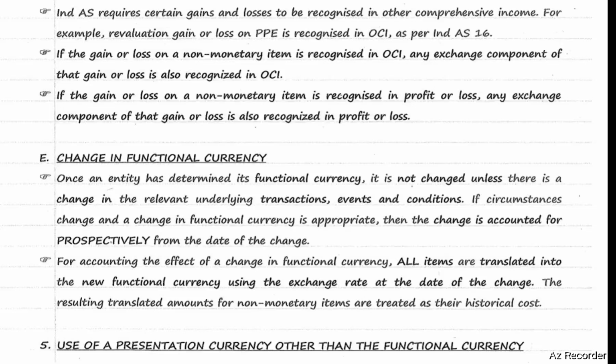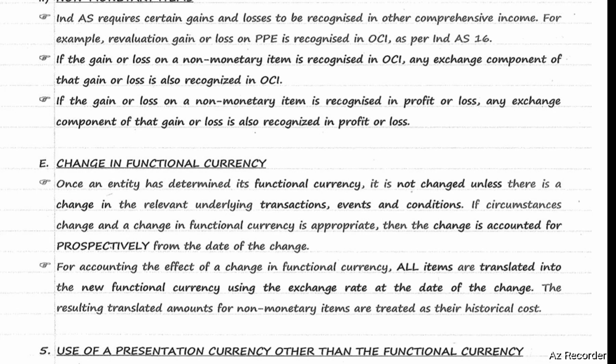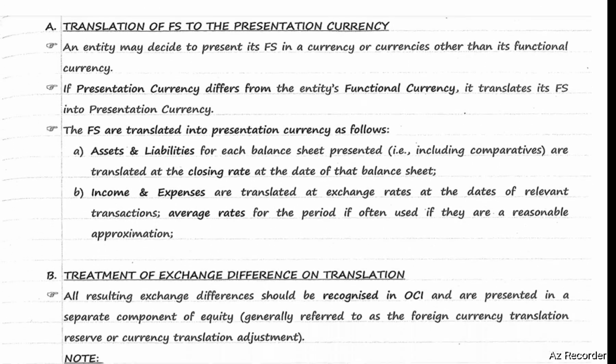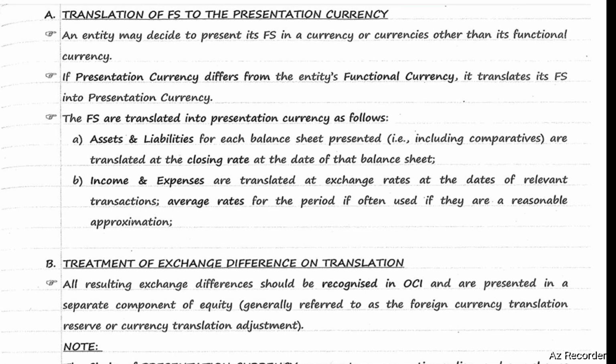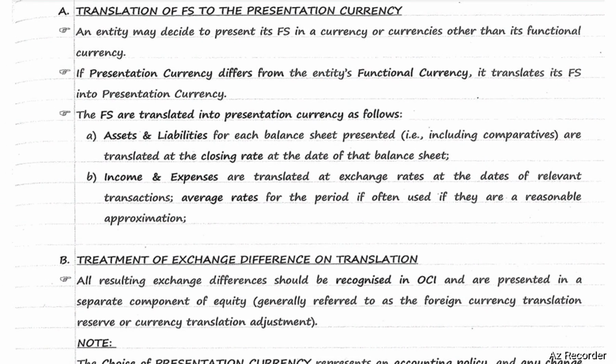Next, use of presentation currency other than functional currency. Translation of financial statements to the presentation currency. An entity may decide to present its financial statements in a currency or currencies other than its functional currency. If presentation currency differs from the entity's functional currency, it translates its financial statements into presentation currency. The financial statements are translated into presentation currency as follows.